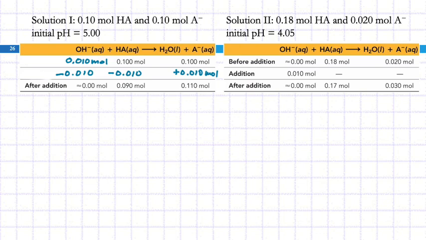So how could we calculate the final pH of this buffer solution? Henderson-Hasselbalch equation, right? So the pH of a buffer solution is equal to the pKa of the acid plus the log of the base concentration divided by the acid concentration.